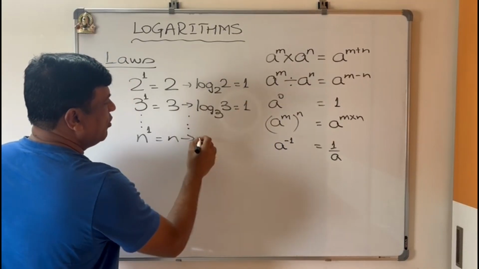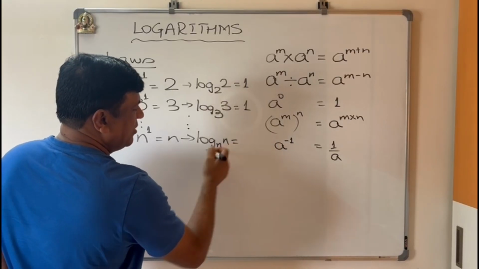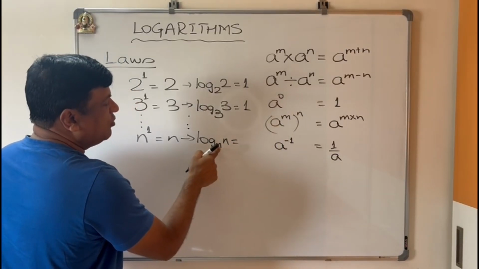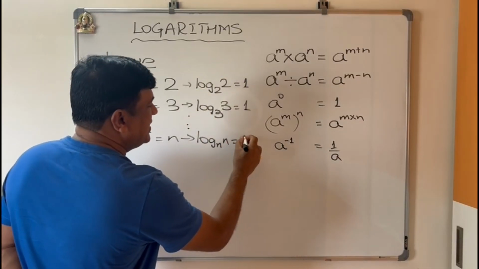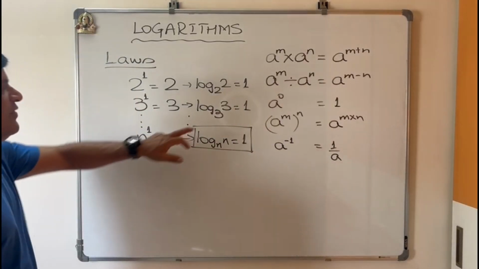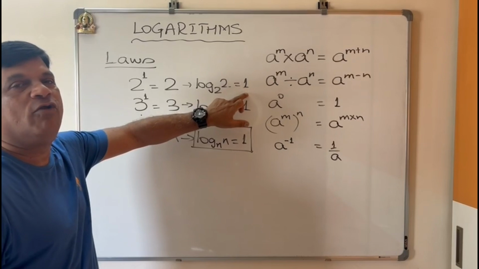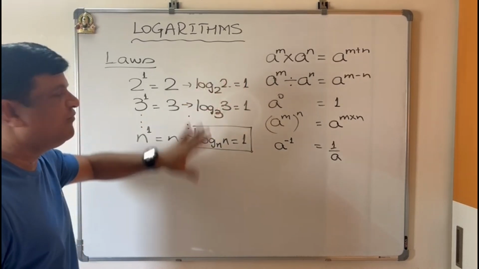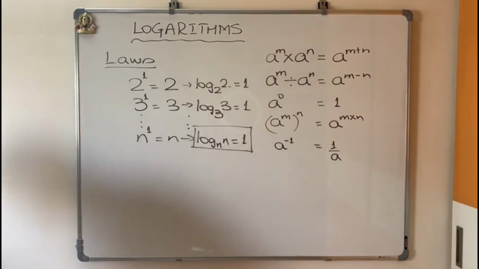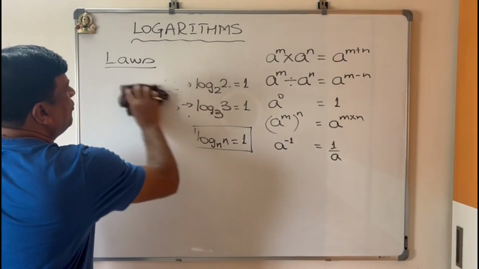Similarly, if you keep going on, n to the power 1 will become n. What can I conclude? Log to the base n of n will be equal to 1. So this is the first law. Remember this one. Whenever you have the base and the number same over here, it will always be equal to 1. This is your first law to understand even before you go understanding the laws of logarithms.